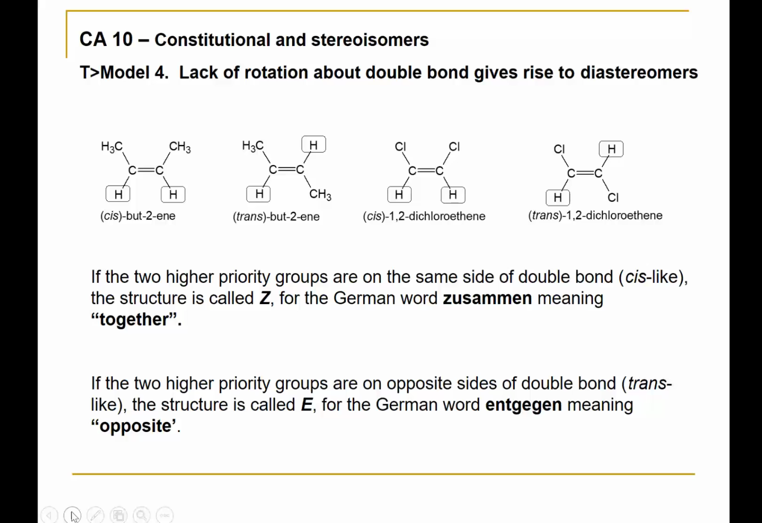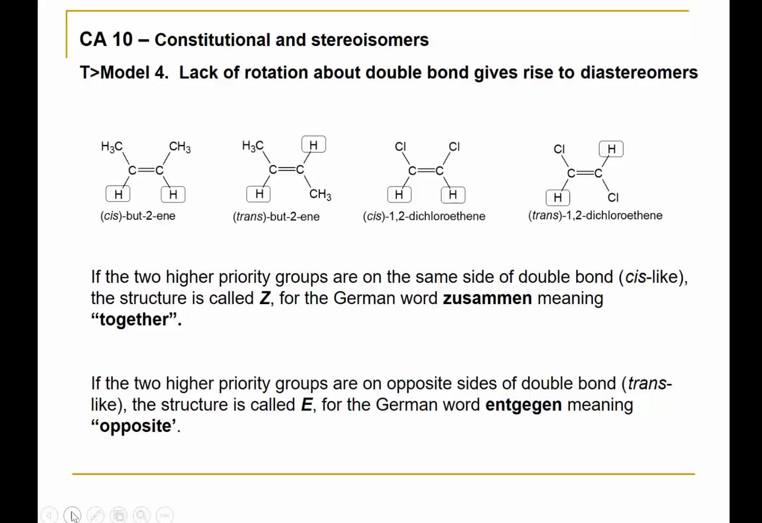Let's look at the 4 different structures that are represented here. And I want to highlight a couple of ideas. So the first 2 are considered to be diastereomers. They're considered to be diastereomers because they have the exact same atom connectivity. Note that their names are but-2-ene and but-2-ene. And notice that in one case I call the molecule cis and in another case trans.